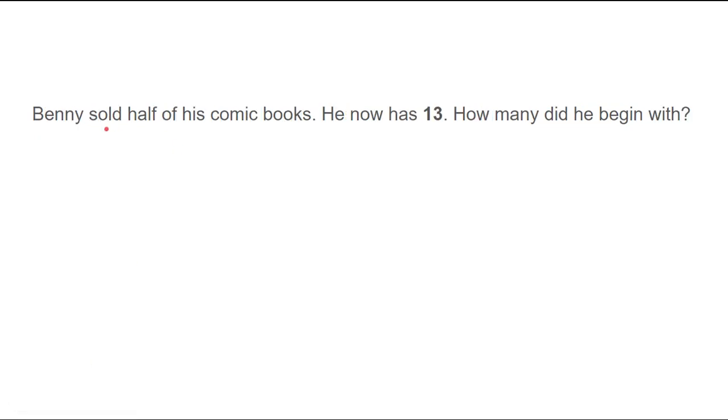All right, so this one. Benny sold half of his comics, half of his comic books. He now has 13. How many did he begin with? Now, another thing about this is finding out which number goes on which side of the equal sign. I typically like for us, when we're writing our equations, to stick to a typical format where you put the number over here after the equals. In this case, he now has 13. That means that the final number is going to be 13.